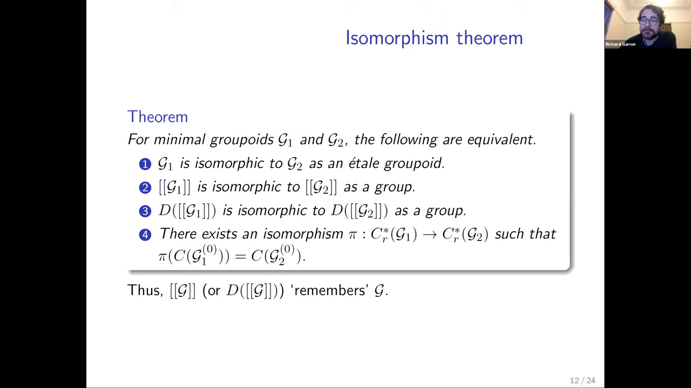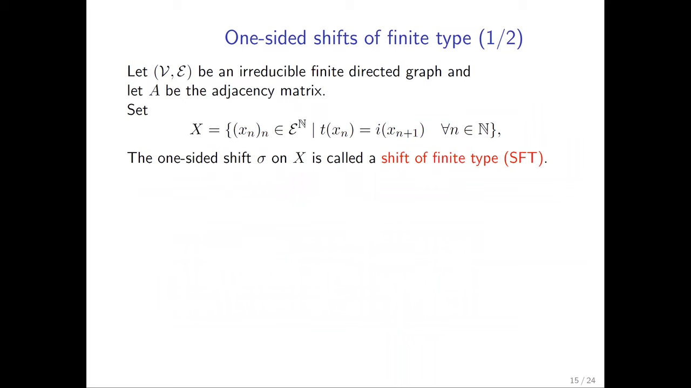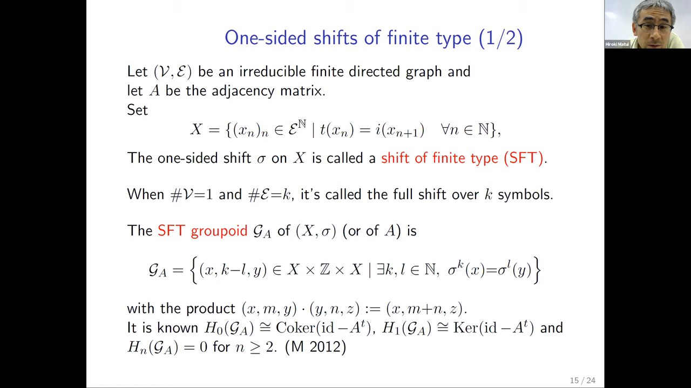Any further questions for Hiroki? I have one question. If I have a directed graph, a finite directed graph, then I have the groupoid as you describe. Can we know what would be the full group of this groupoid? Can one calculate that? The topological full group?